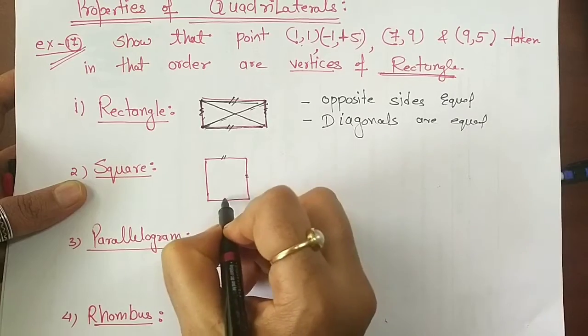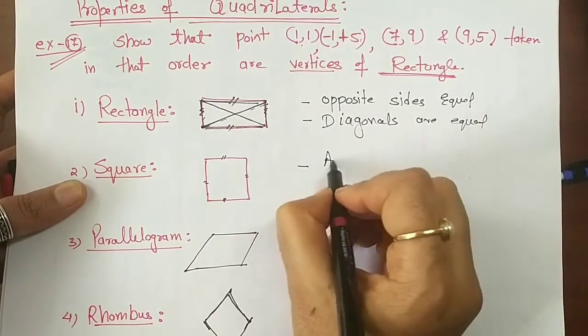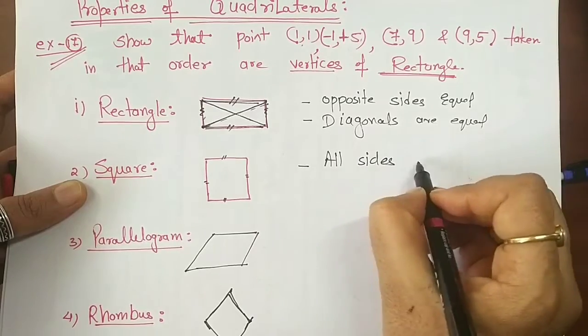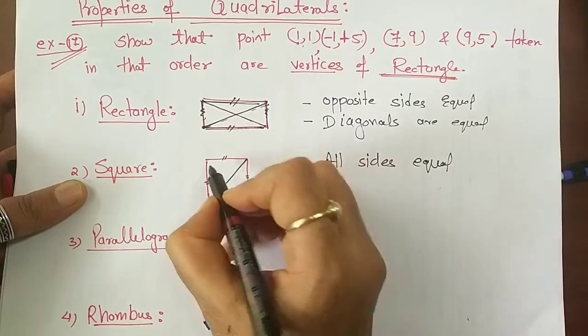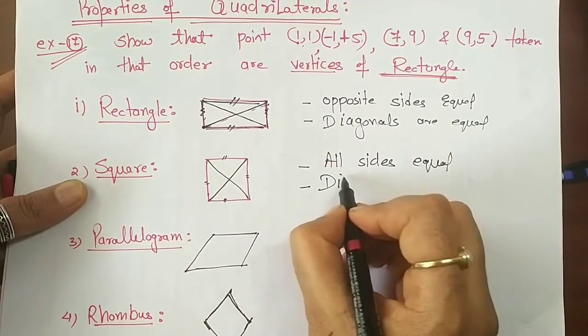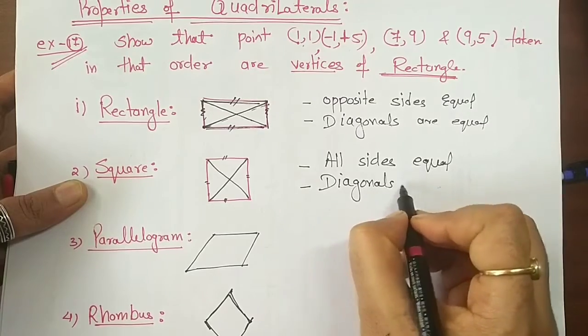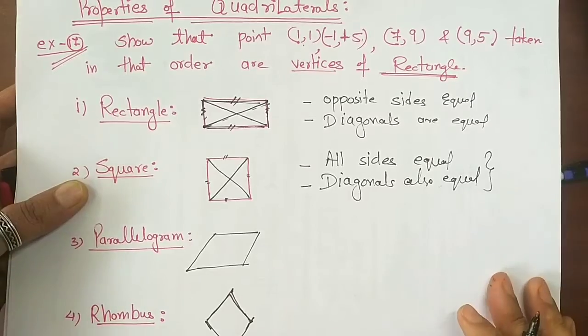This is equal to this, this is equal to this, this is equal to this. So you can say all sides equal, and diagonals are also equal. So this is the property of a square.